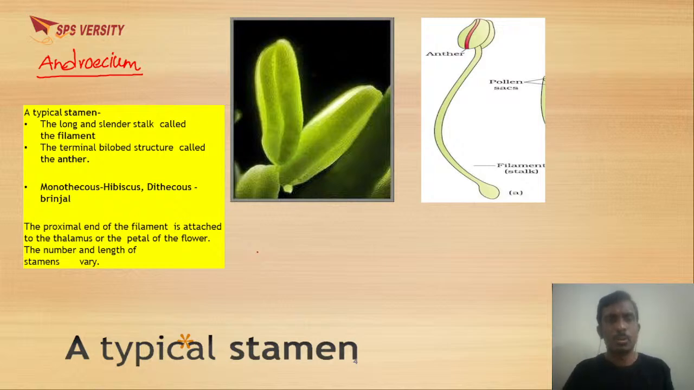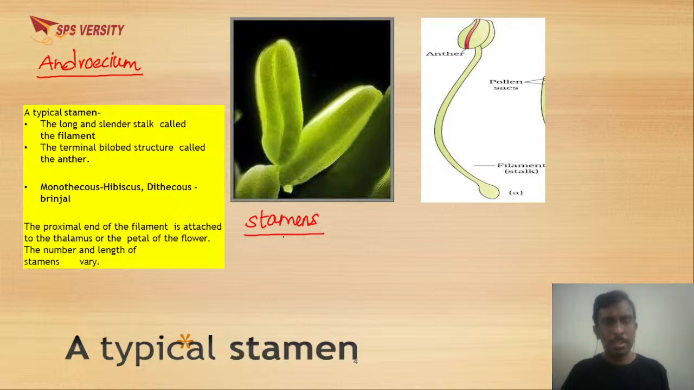What is androecium made up of? Androecium is made up of stamens. The number and length of these stamens vary from flower to flower. In all flowers, the stamens are not the same in number, and they are not the same in length.